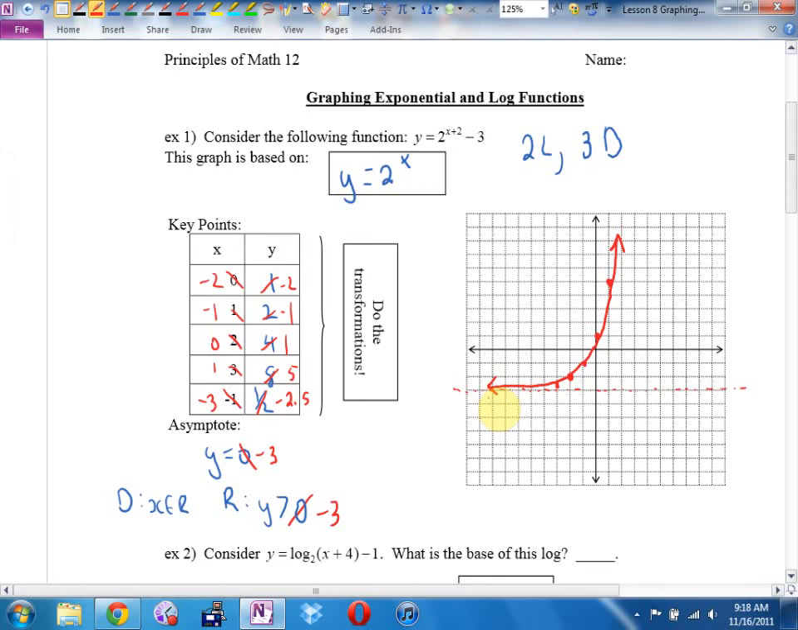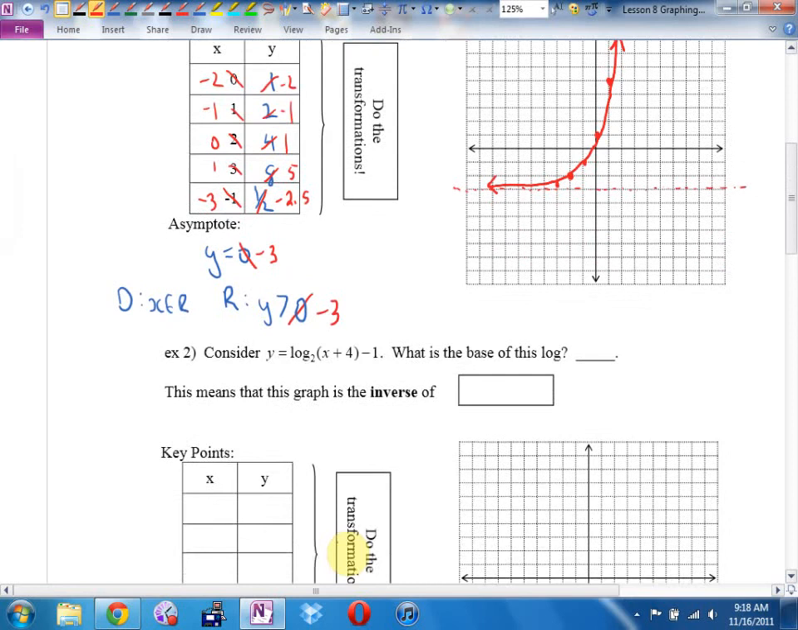What if there had been a negative in front? That would also give me a vertical reflection that would flip that, change the sign, and ignore that, and instead of greater than, you know what it would become? Below. Less than. That'd be a vertical reflection. Example 2 we're going to come back to. Turn the page.